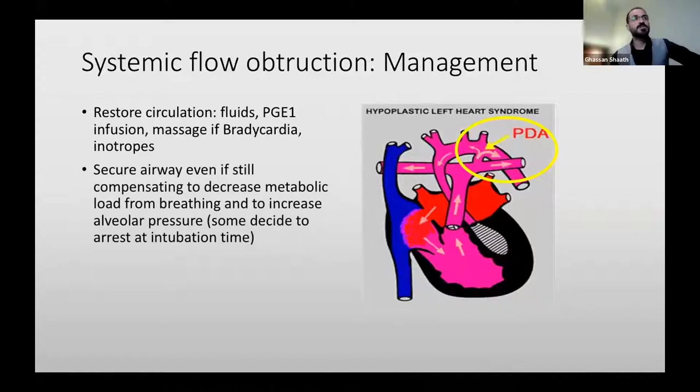So if the patient is still breathing or having difficulty breathing, securing the airway and sealing the alveoli with positive pressure ventilation may significantly help those patients break this vicious cycle, decreasing the demand on the heart and the respiratory load. Remember, some patients decide to arrest at the time of intubation. You need to be prepared and make the family ready as well.